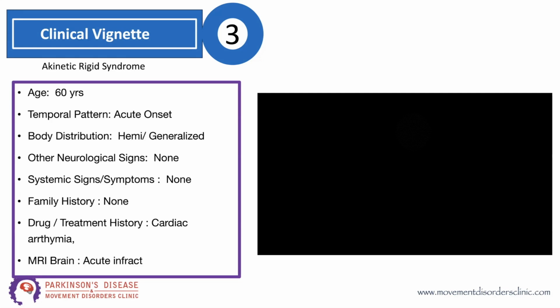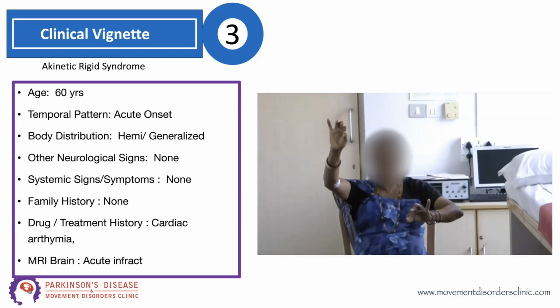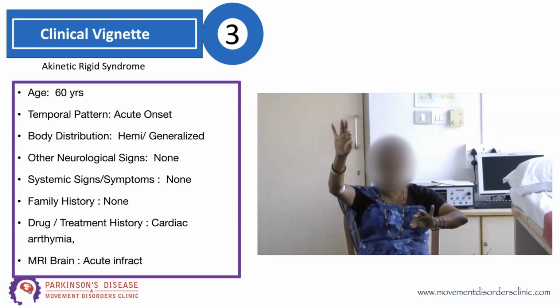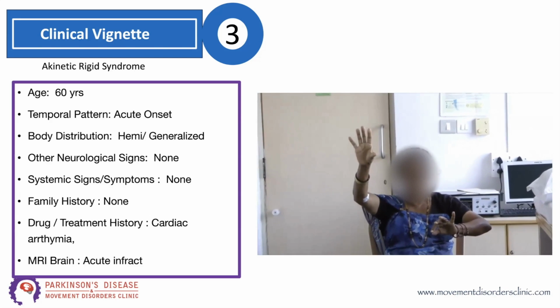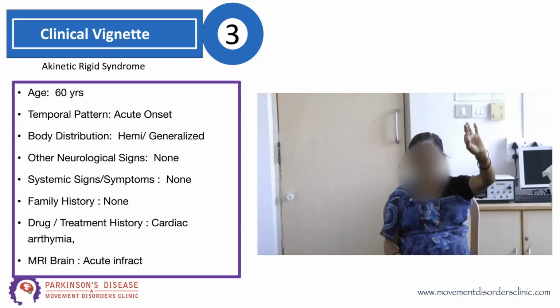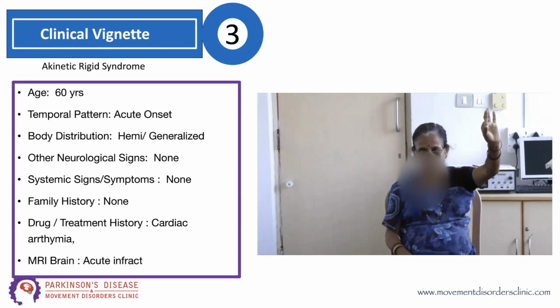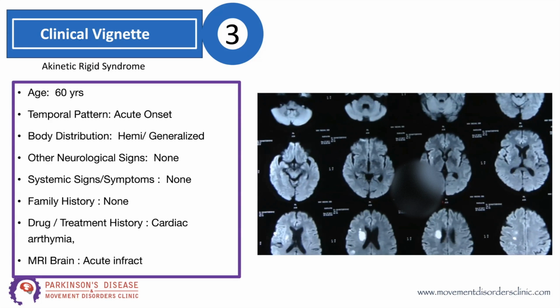Now coming to case 3. Case 3 is another middle-aged lady who has presented with acute onset of almost predominant akinesia, slowness and rigidity without any other neurological symptoms. There are no other systemic signs, and history of cardiac arrhythmias is present. MRI brain done shows an acute infarct without any other pre-existing comorbidities.